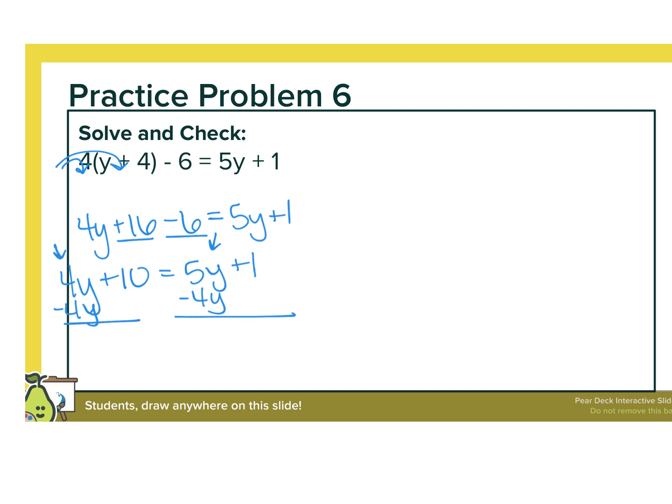You could have subtracted 5y. It would be correct still. You just have a negative variable. This is y plus 1.